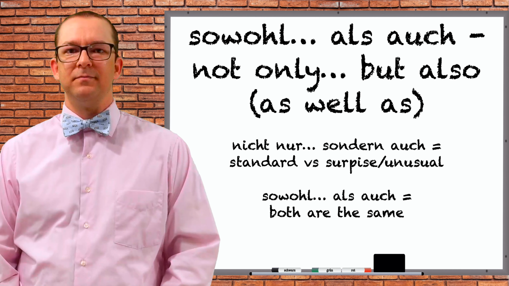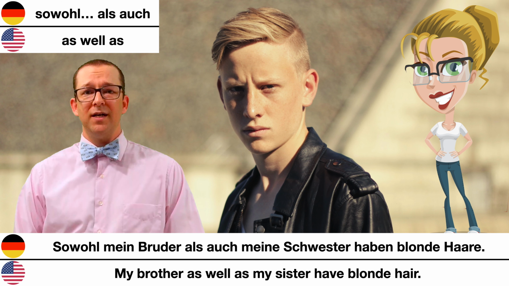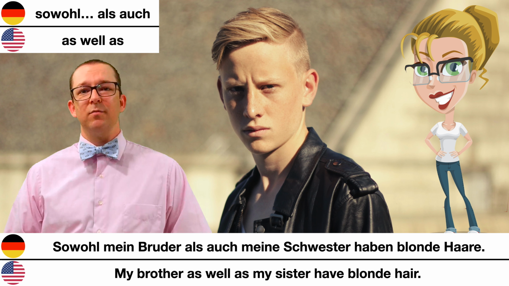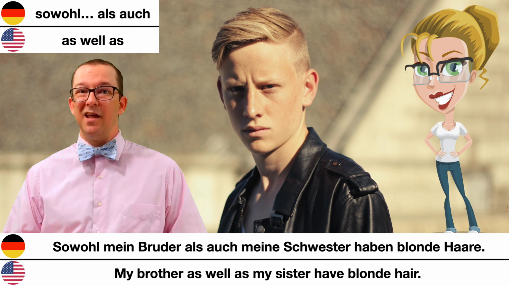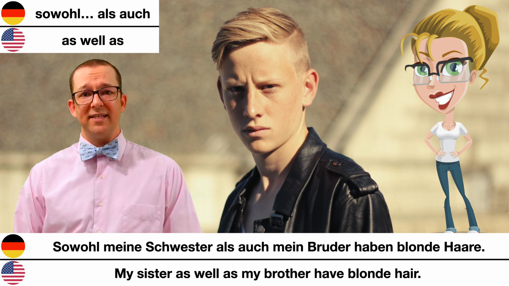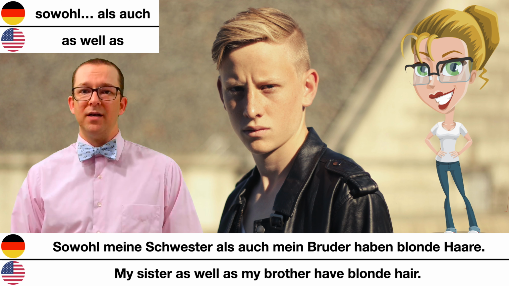For example, sowohl mein Bruder als auch meine Schwester haben blonde Haare. My brother as well as my sister have blonde hair. If you switch the brother and the sister in this sentence, nothing changes in the meaning. Sowohl meine Schwester als auch mein Bruder haben blonde Haare. My sister, as well as my brother, have blonde hair.